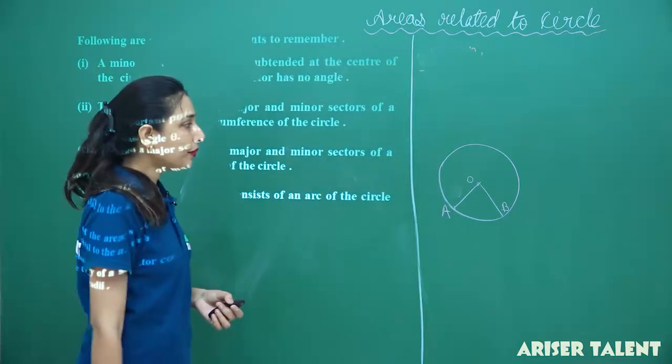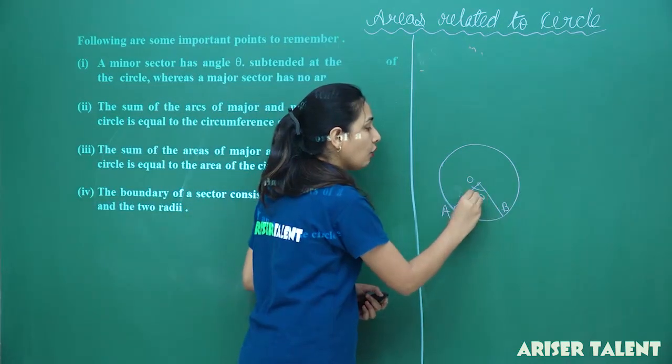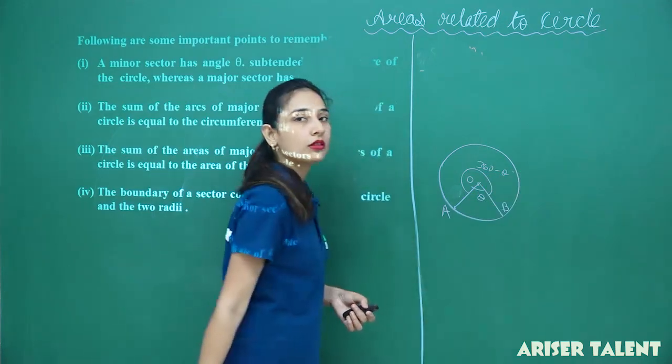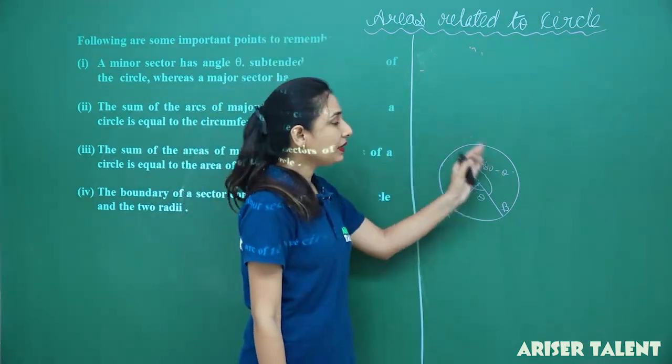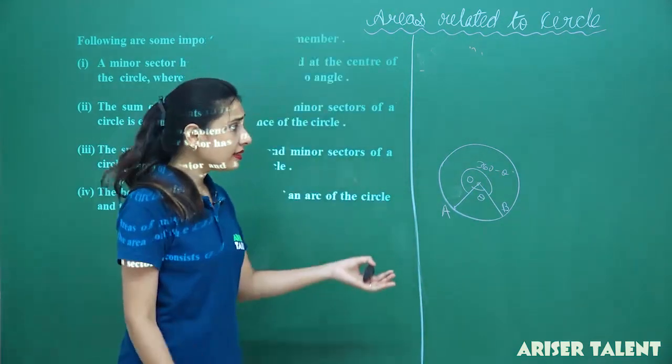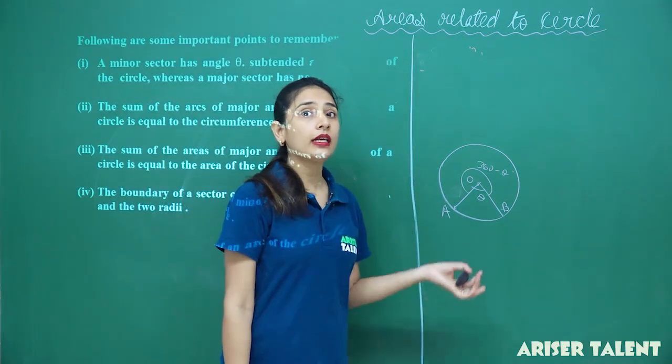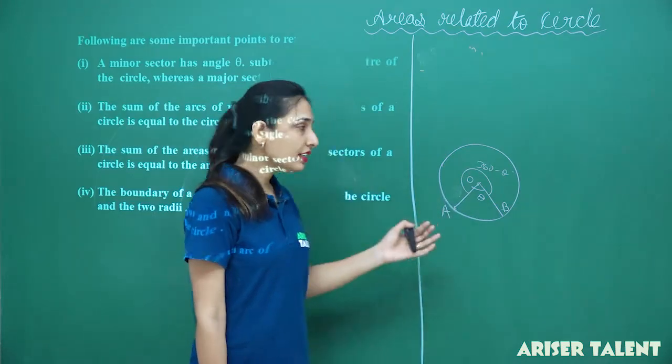So if this is angle theta, what will the other angle be? It will be 360 minus theta, it's so obvious, because the complete angle is 360. With the same method we will find the area of the sector and the perimeter of the sector. Let's see it.